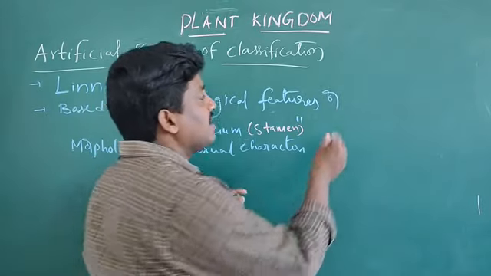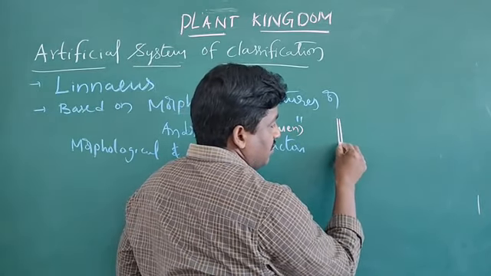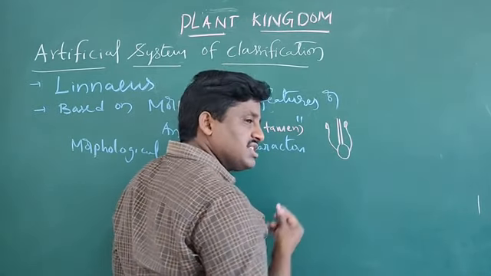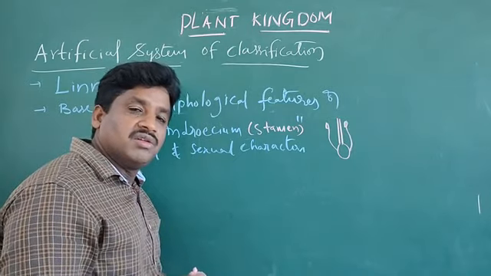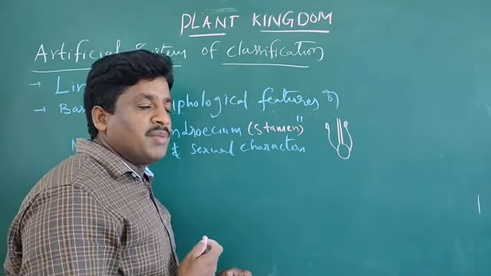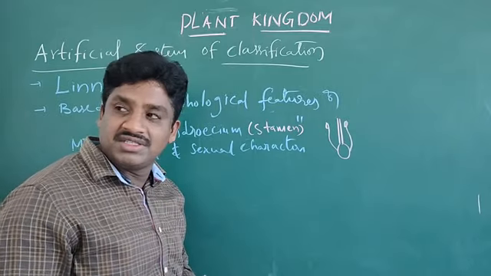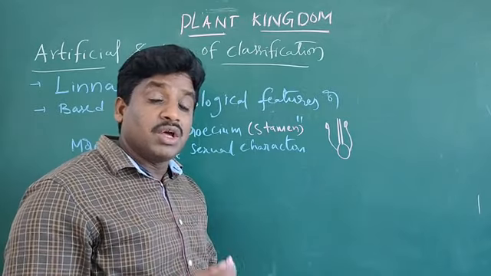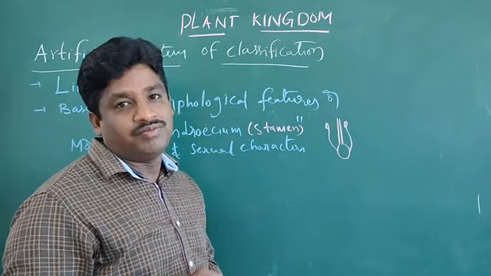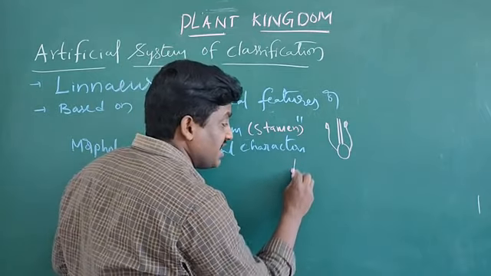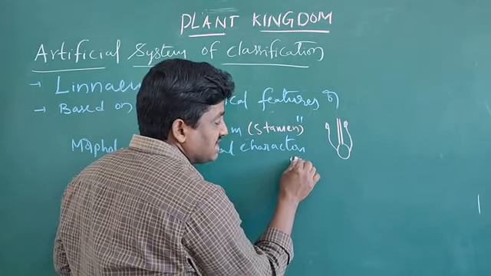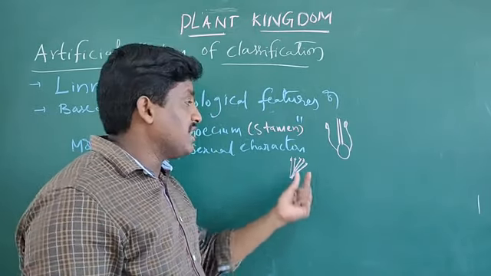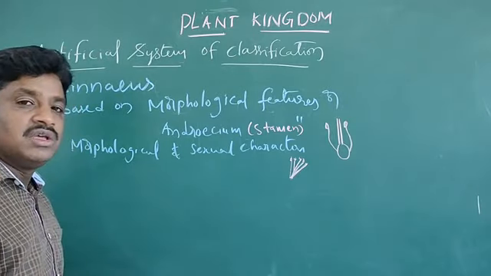Actually, in the flower, see here, this is the flower, this is the stamen. How many stamens are there? In some flowers four stamens are present, in some flowers six are present, some are in two circles, and in some the stamens are fused like a bundle, all together in one bundle. What are the characters of that? Based upon this, the classification was made.